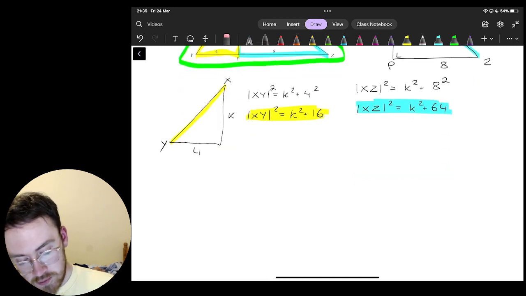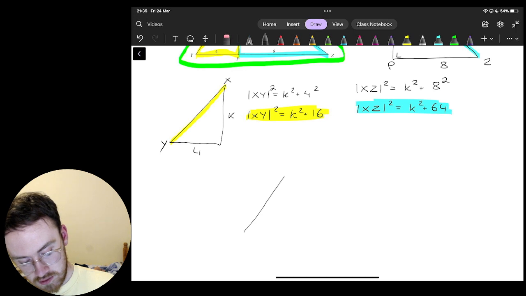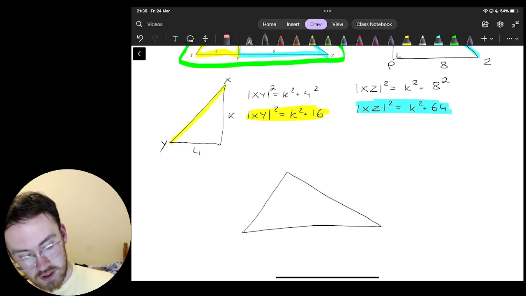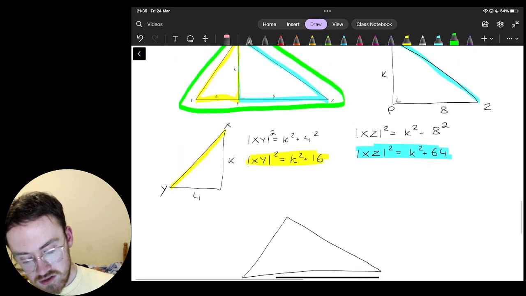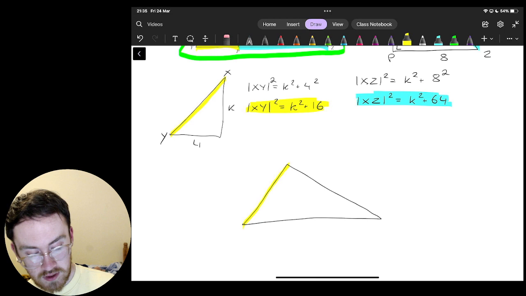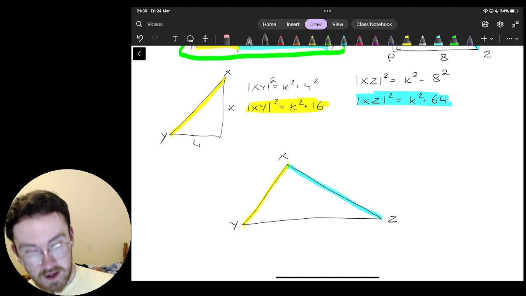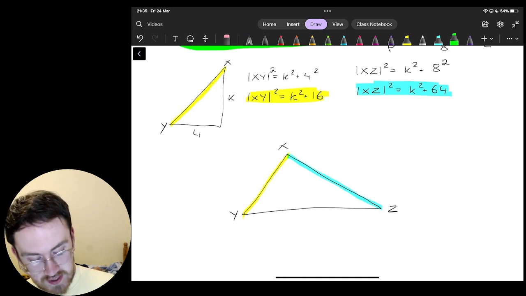Now, lastly, what we're going to look at is the green triangle here. Bad sketch of it, so let's try it again. Okay, so we're going to look at this green triangle here. What we should notice about the green triangle is that this side is the one that I've highlighted in yellow. This side is the one that I've highlighted in blue. Because this is X, this is Y, and this is Z. And then we have this side in green.